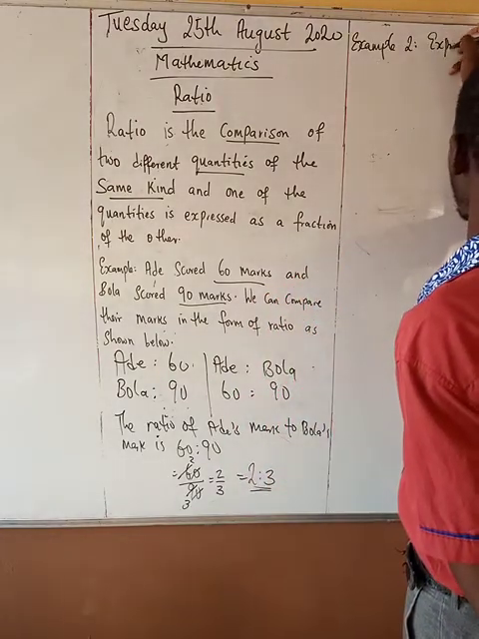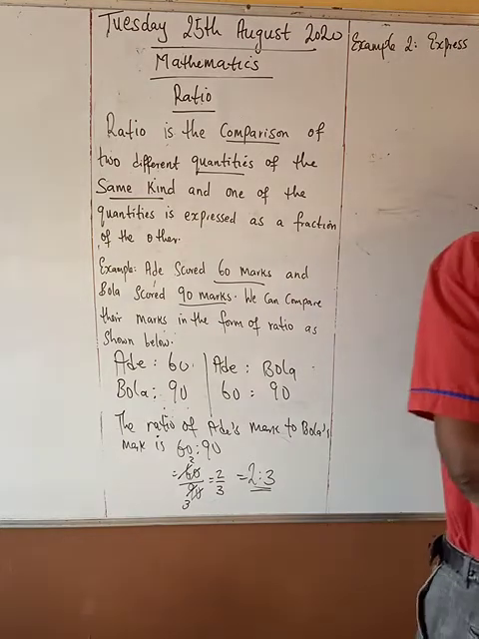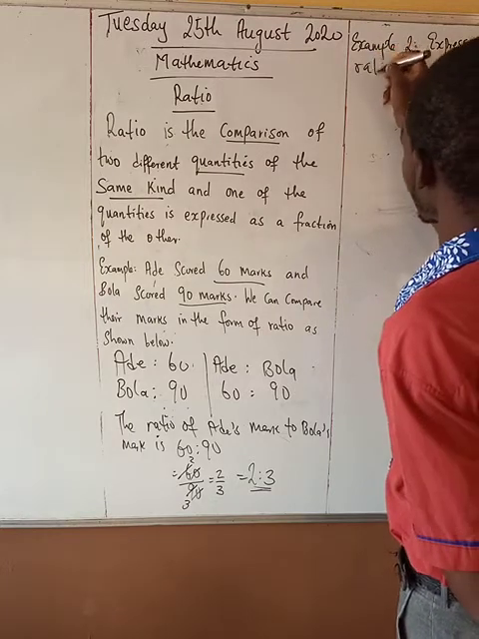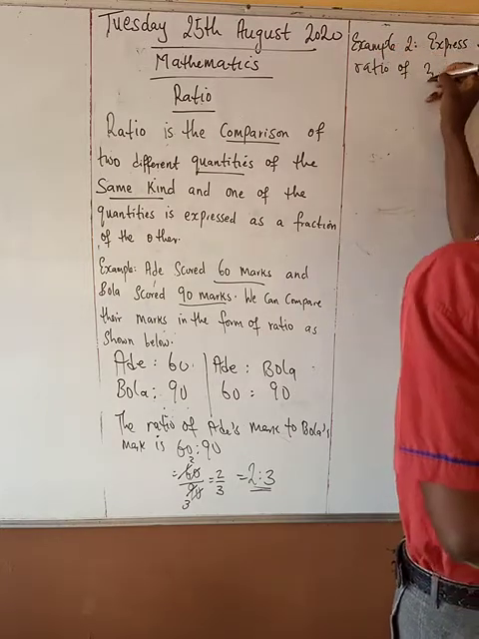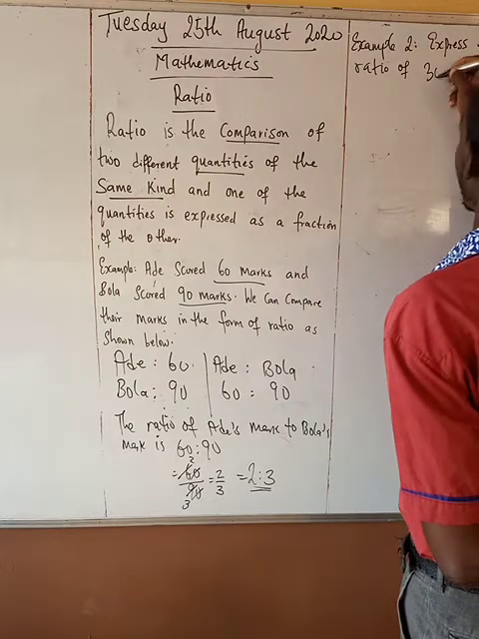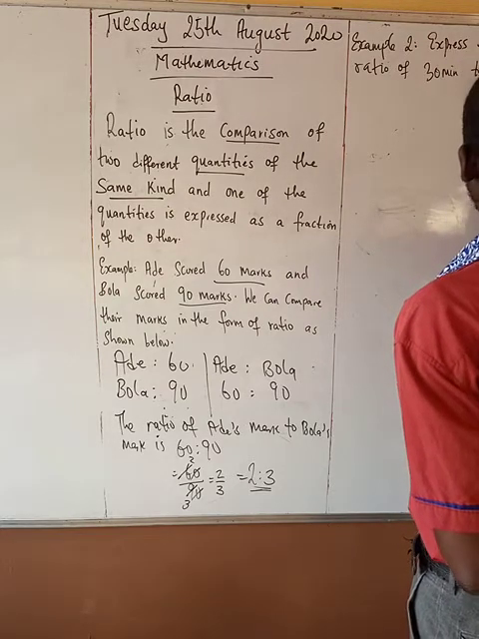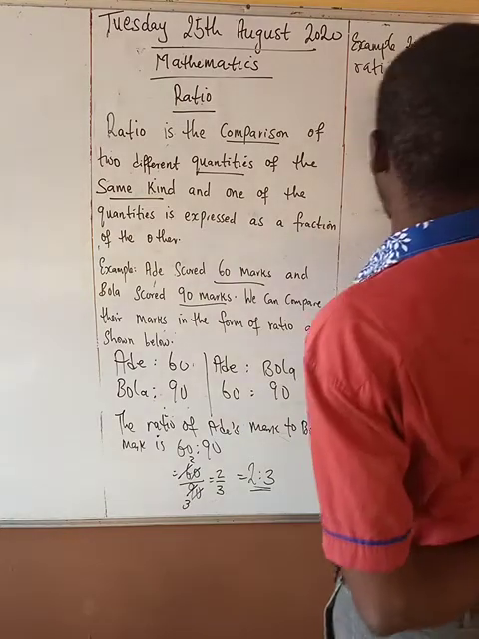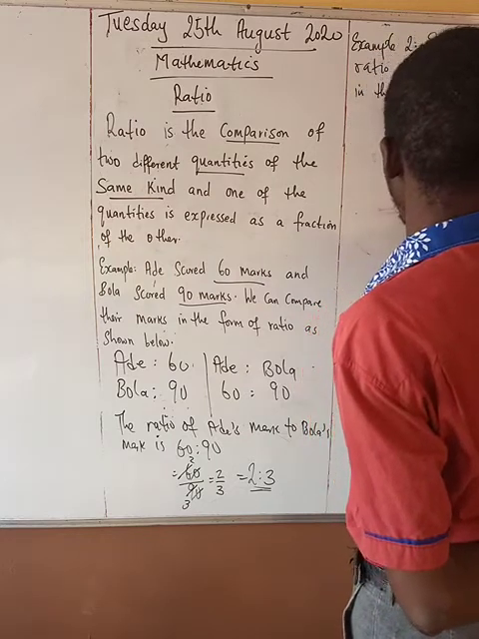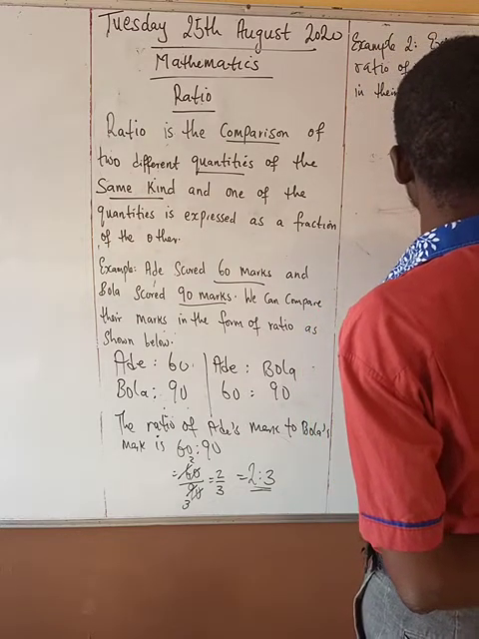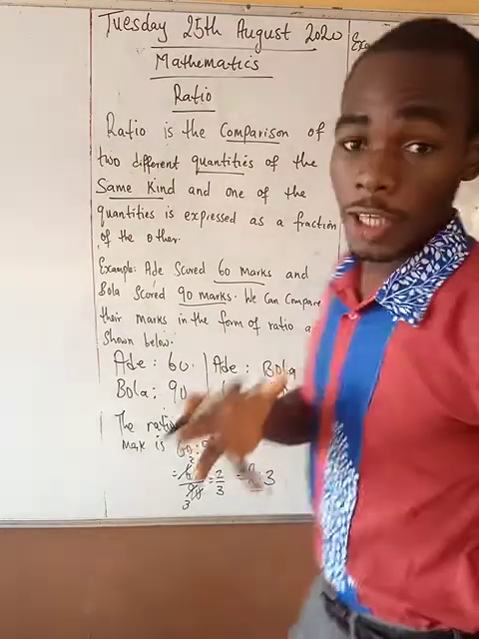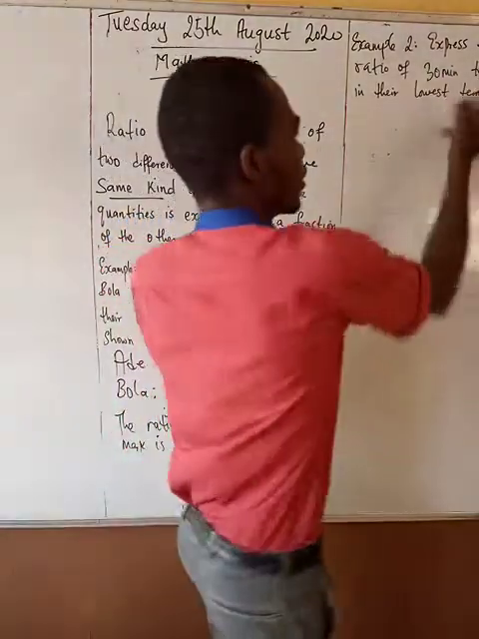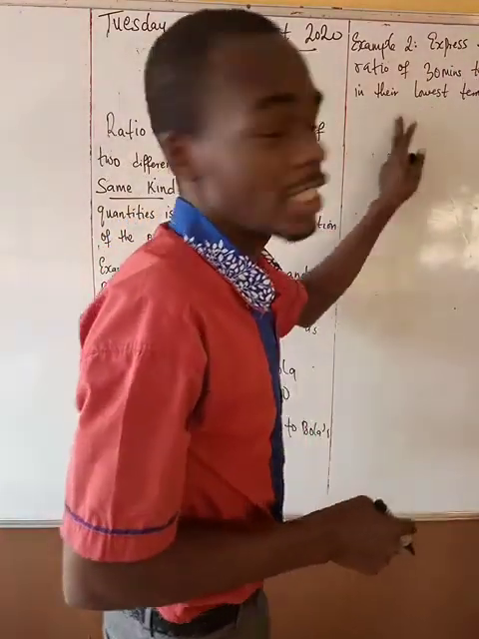Now, express the ratio of 30 minutes to 50 minutes in their lowest term. Like I said, we've not gone into this properly. Express the ratio of 30 minutes to 50 minutes in their lowest term.